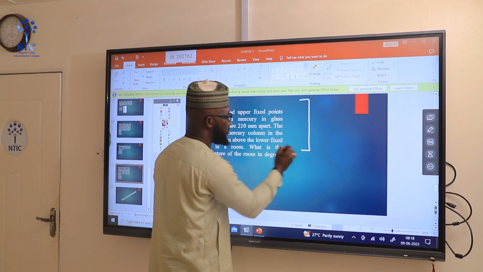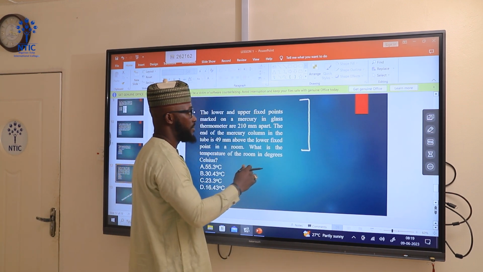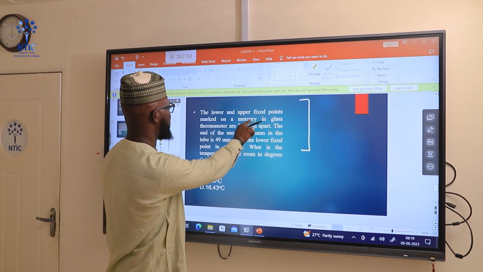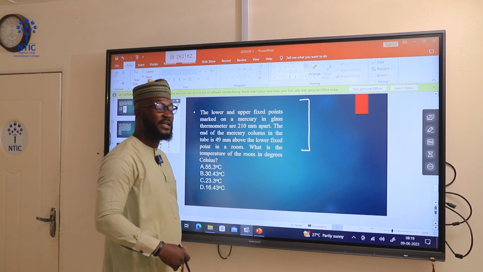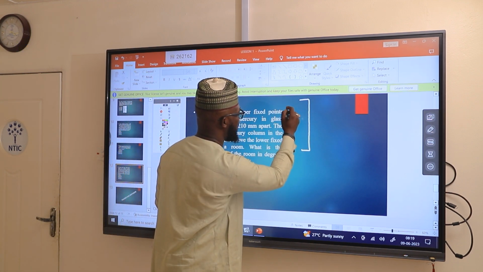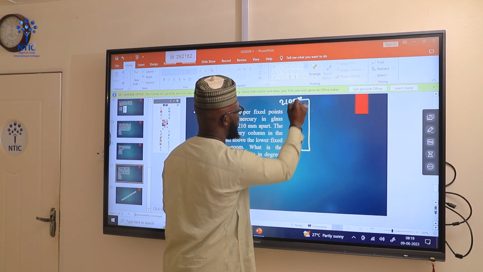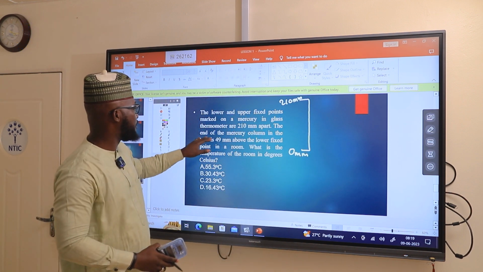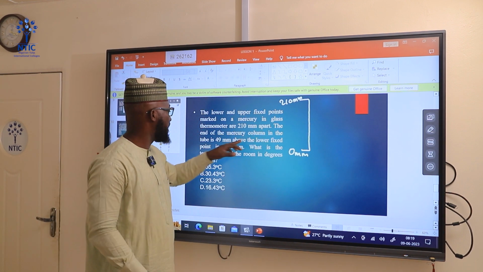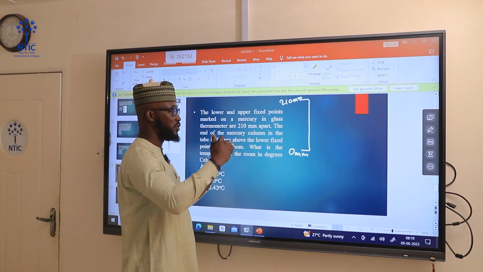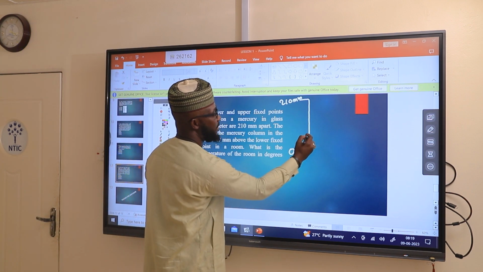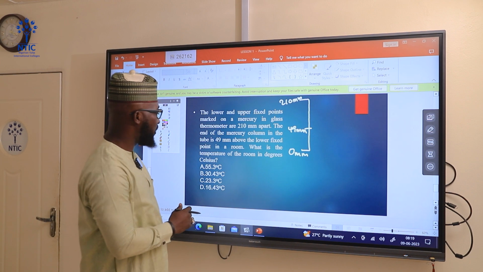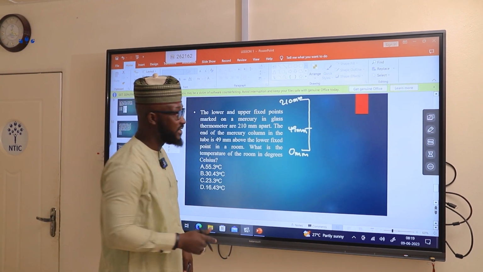So let's try to create a pictorial representation of what we are given here. We're told that the lower and upper fixed point, meaning the fundamental interval, is 210. So we'll take the upper part as 210 mm, assuming this is from 0. Then we're told that the end of the mercury column in the tube is 49 mm above the lower fixed point. So let's take from here, 49 mm above should be somewhere here. Now we are asked to look for the corresponding temperature in degrees.